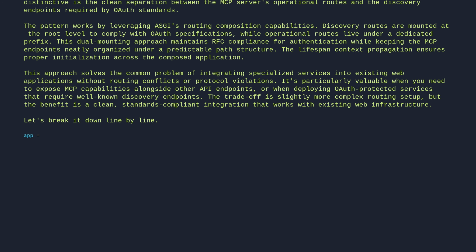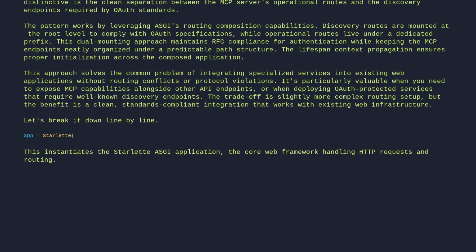app = Starlette. This instantiates the Starlette ASGI application, the core web framework handling HTTP requests and routing. It serves as the entry point for all incoming traffic, managing both the discovery endpoints and operational routes.